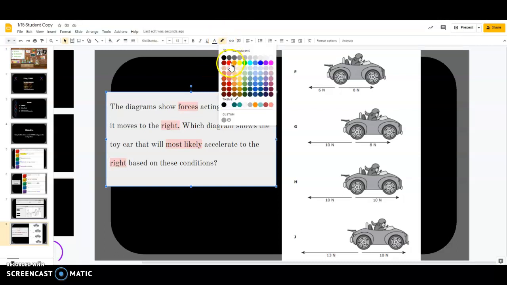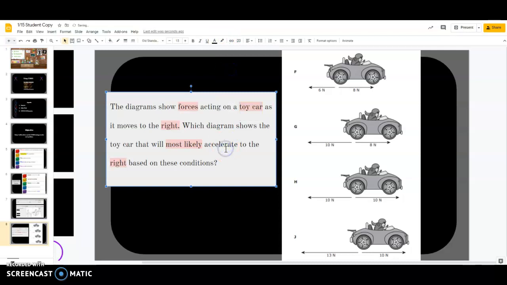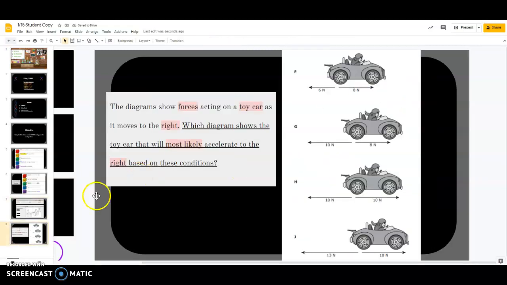Now I'm ready to move on to step 2, which is underlined for you. So my whole question is, which diagram shows the toy car that will most likely accelerate to the right based on these conditions? So it wants to know which one of these pictures will show us that the car is going to go towards the right.